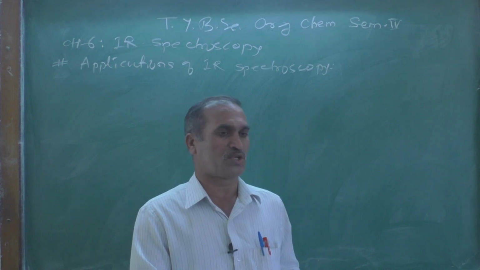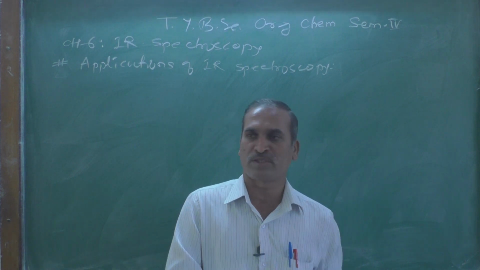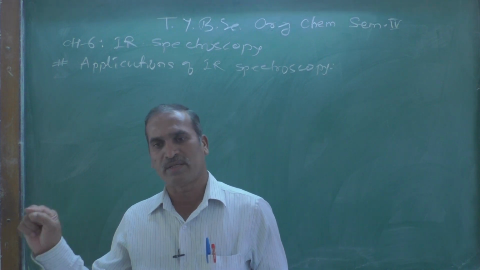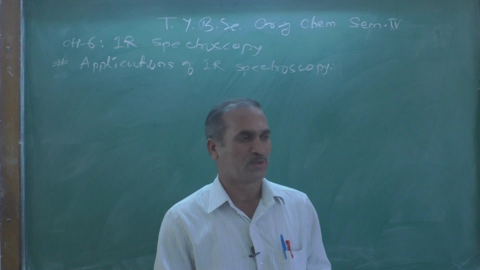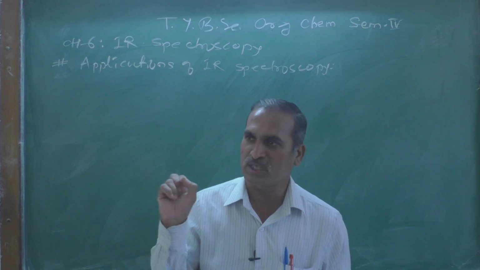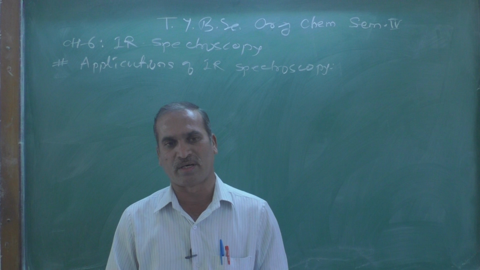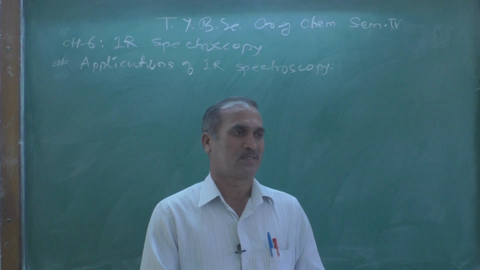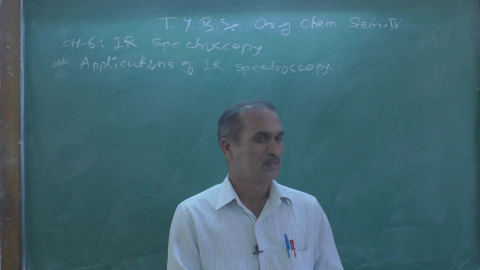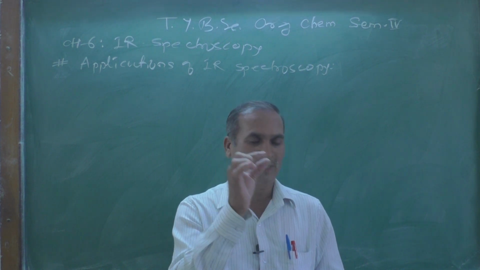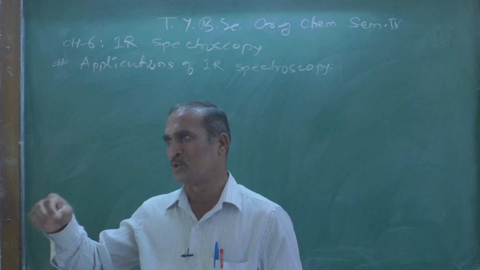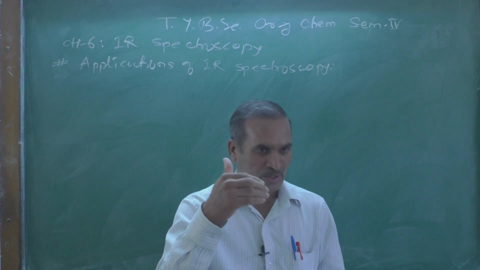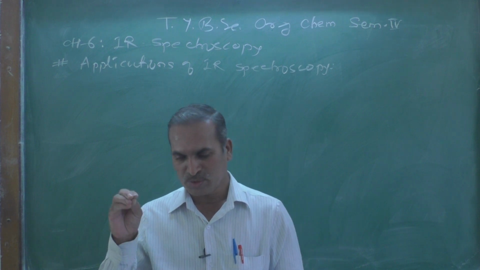Suppose the hydroxyl group is there. The appearance of the hydroxyl group is around 2500 to 3600 per centimeter. A broad and strong peak tells us about the presence of a hydroxyl group or carbonyl group.